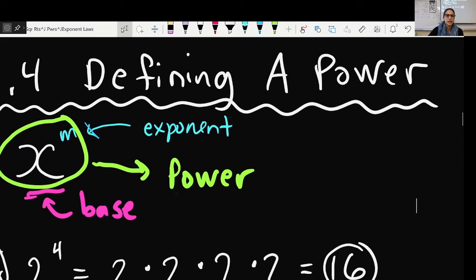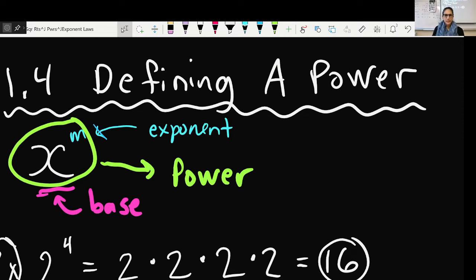Doing 1.4, defining a power. I've started off with what I think might be review, and that is x to the power of m. Am I right that you have learned about base and exponent and power? Or are those all vocabulary words that you've heard of or learned about before? Is that new for anybody? And again, that's just me trying to figure out where we're starting.